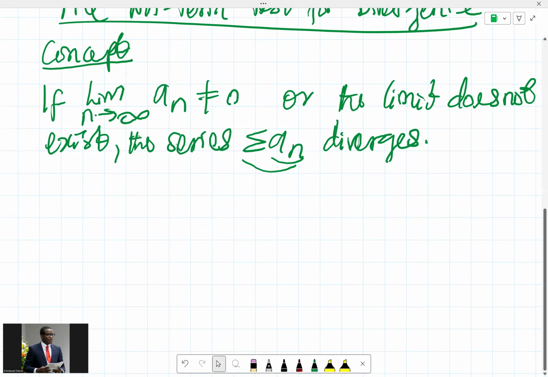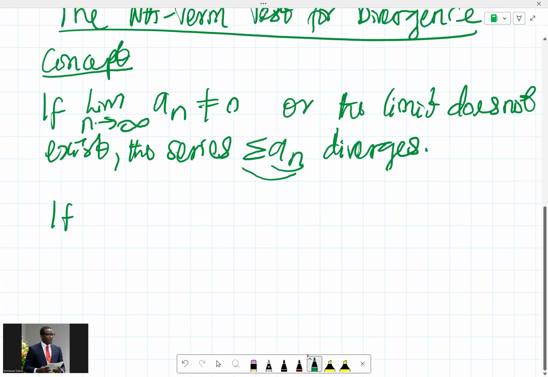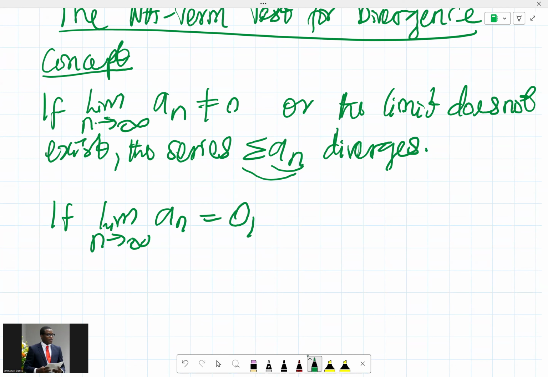On the other hand, if the limit as n approaches infinity of an is equal to 0, then we say the test is inconclusive. If we end up getting the limit to be 0, the test is inconclusive.